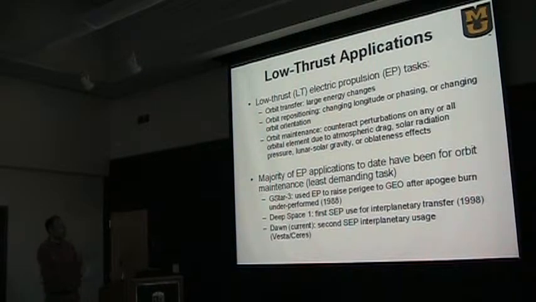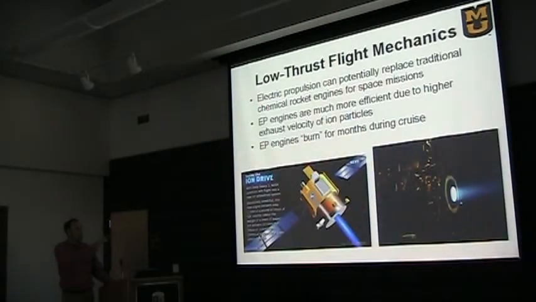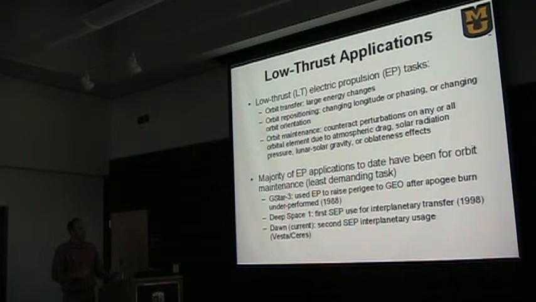There are some examples, but the 2 major examples: Deep Space One actually used solar electric propulsion. In fact, that was the picture back here. That's the engine for Deep Space One. On the right, of course, that's the cartoon of Deep Space One. And it used an electric engine to take the satellite from Earth out to 2 comets, Borrelly and Wild.